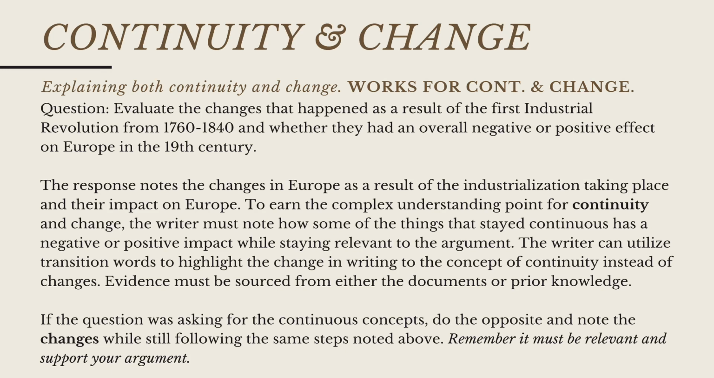To earn the complex understanding point for continuity and change, the writer must note how some of these things stayed continuous, had a negative or positive impact while staying relevant to the argument. The writer can utilize transition words to highlight the change in writing to the concept of continuity instead of changes. Evidence must be sourced from either the document or prior knowledge. If the question was asking for continuous concepts, do the opposite and note the changes while still following the steps noted above. Remember, whatever you do, it must be relevant and support your argument.